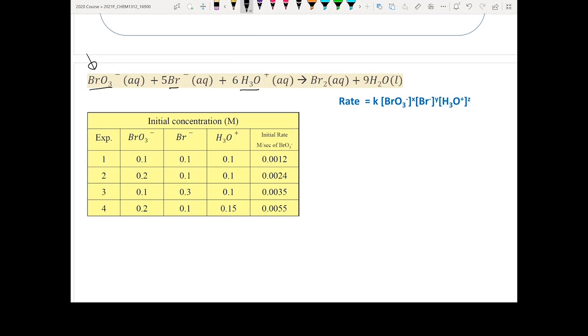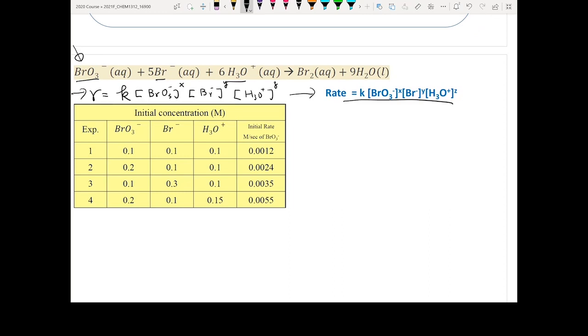So you should be able to write your rate law as a rate constant k multiplied by the reactant concentrations, let's say BrO3 minus to the x power, Br minus to the y power, and then H3O plus to the z power. Every time you see a table like this, the first thing is to write down the expected differential rate law.